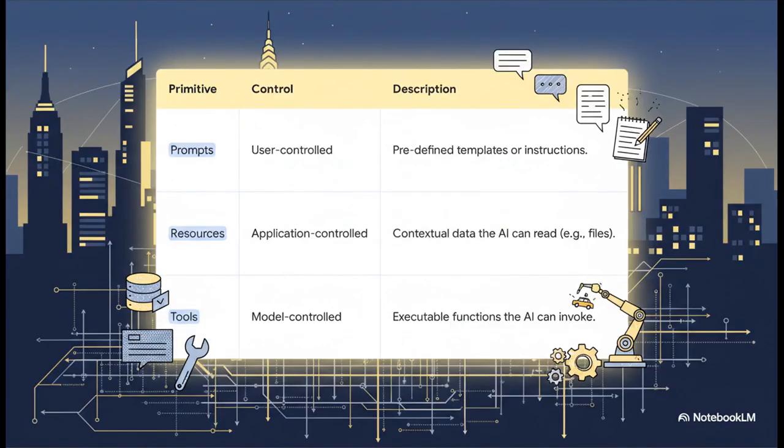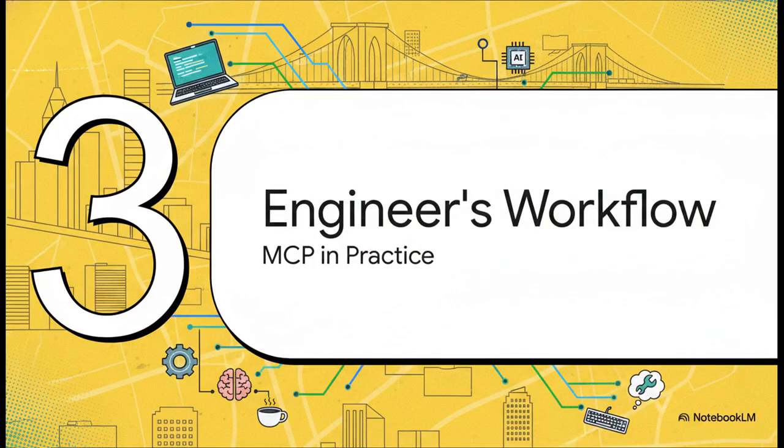So, MCP pulls this off with three core ideas, three primitives. First up, you've got prompts. These are controlled by the user. Things like, summarize this for me. Next are resources. These are controlled by the application, and it's data the AI can read, like a specific PDF file or an entry in a database. And finally, the most powerful one, tools. These are controlled by the model itself. They're actual functions the AI can decide to run on its own to take an action, like send an email or query the database.